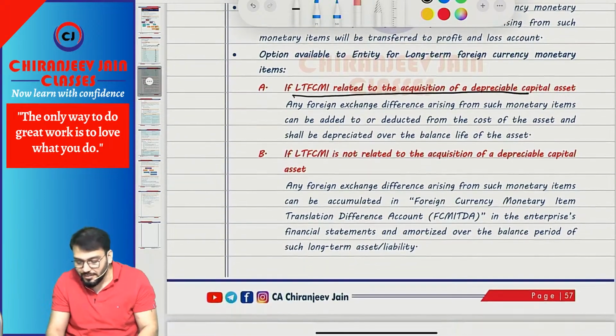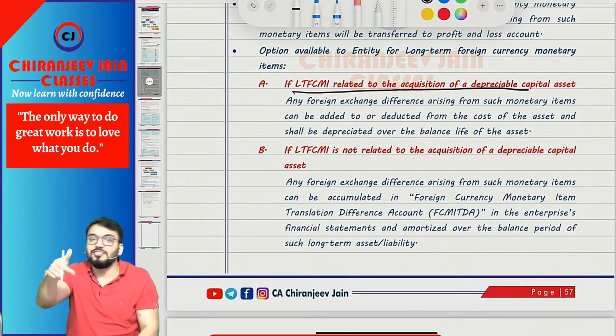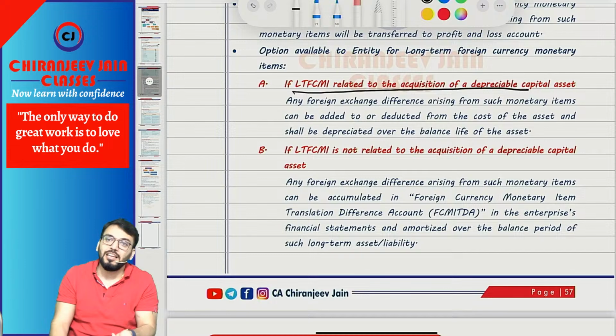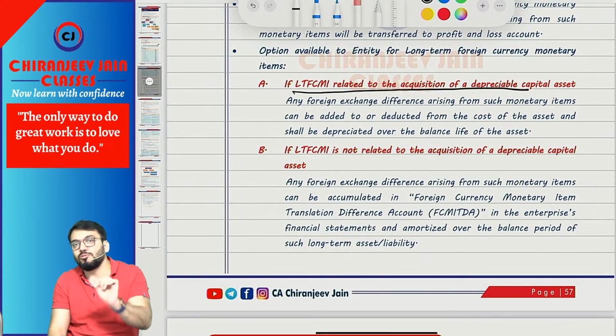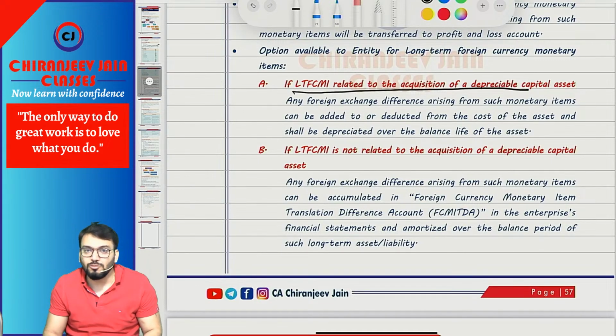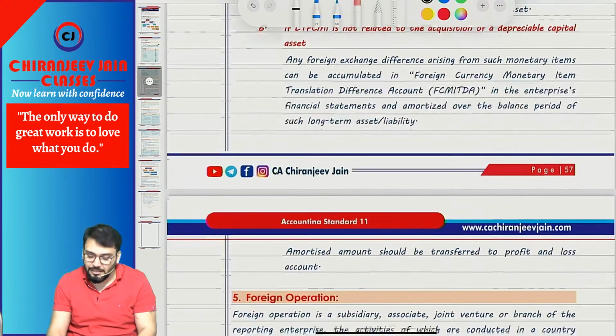Understood? Correct. Now any balance of the FCMI TD account, whether positive balance or negative balance, positive balance being credit balance, negative balance being debit balance, will be shown under the head reserve and surplus.